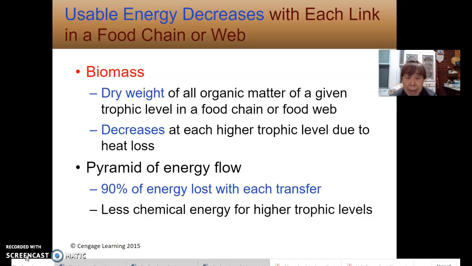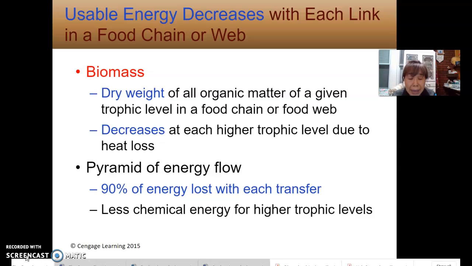So one important thing about energy is that usable energy decreases with each link in a food chain or web. One concept used in this process is called biomass. So how do we measure biomass? Biomass is the dry weight of all organic matter of a given trophic level in a food chain or food web. So the more dry weight you have at a certain trophic level, the more energy it has. This biomass decreases at each higher trophic level due to heat loss. Guys, remember the second law of thermodynamics.